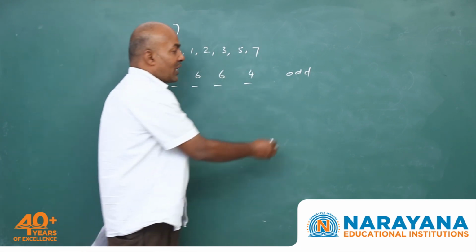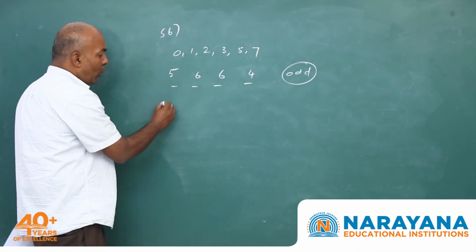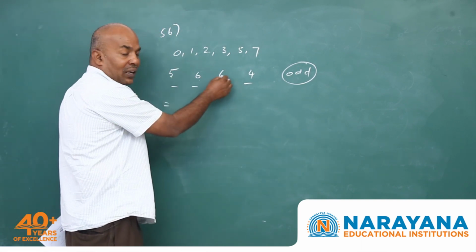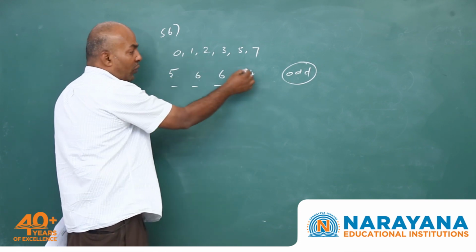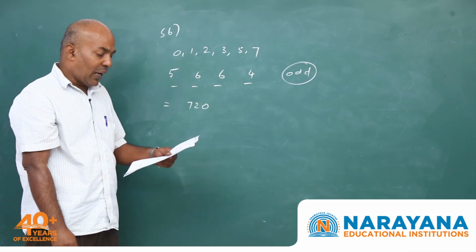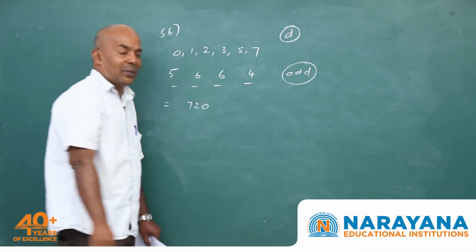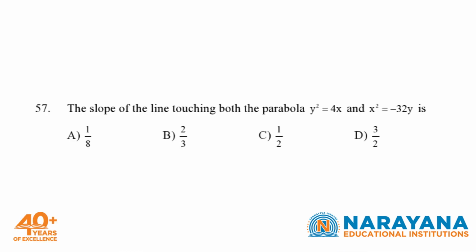Since the question says we need to form a 4-digit odd number, therefore 5 into 6 into 6, that is 36 into 5, 180, into 4, 720 ways that can be done. So the correct answer for the given question is D. D is the correct answer, right?